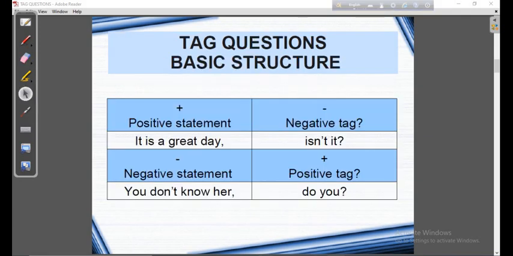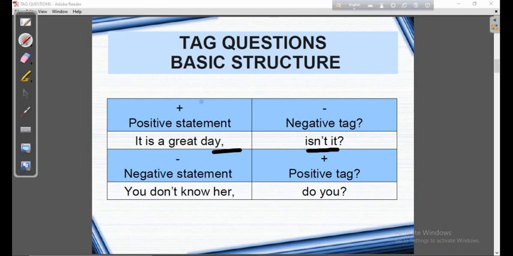Next, the basic structure of tag questions. That means how tag questions are formed. The basic structure: positive statement, negative tag. So how should we form tag questions? We will write the main sentence and then we will put a comma. This one is the main sentence: it's a great day. This one is the statement. It's a great day, comma. Then this one is the tag question. It's a great day, isn't it?